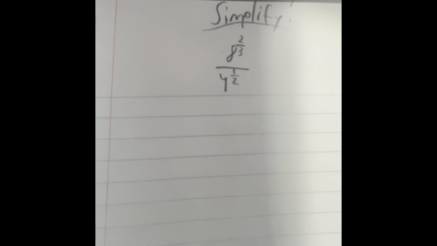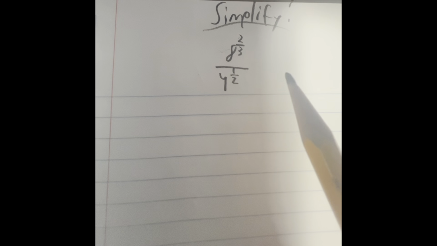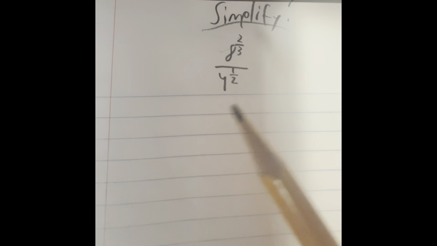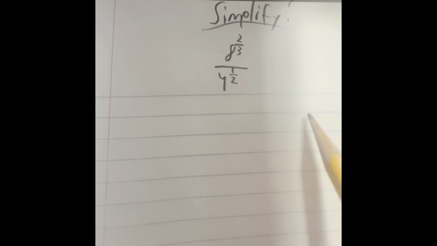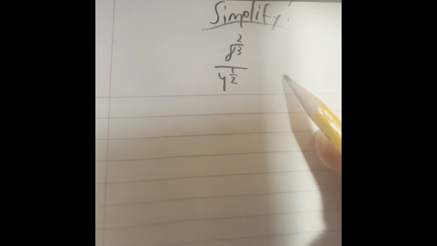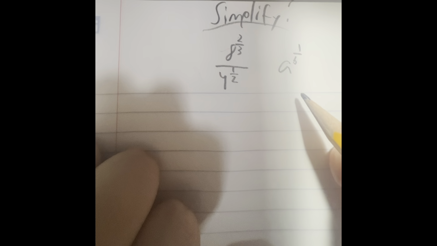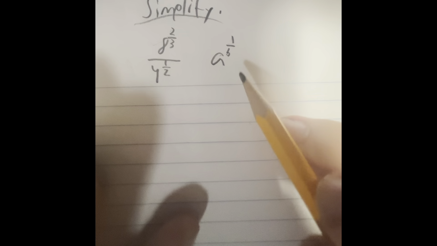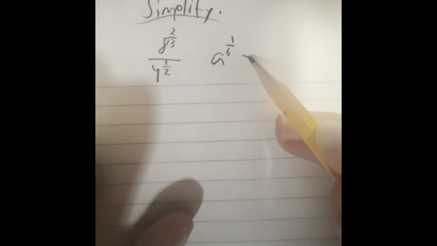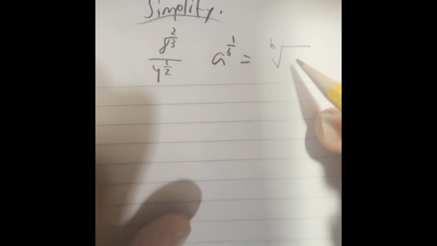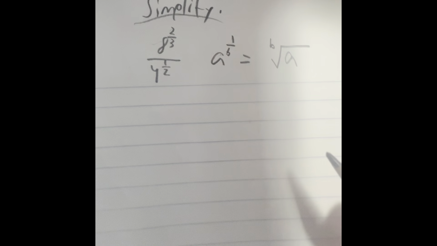Let's look at another question with exponents. Here, we're told to simplify 8 to the 2 over 3 over 4 to the 1/2. So exponents that are fractions can be rewritten as roots. So let's say a to the 1 over b, right? We can rewrite a to the 1 over b as the bth root of a.